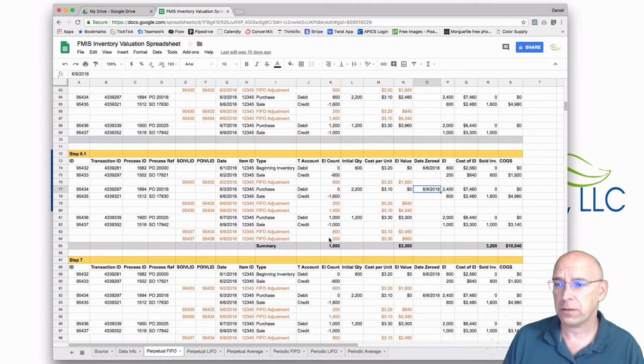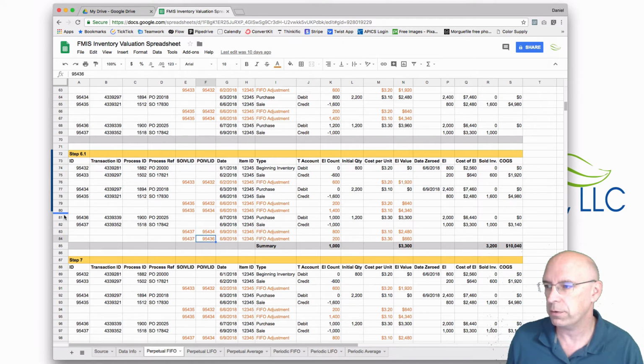That still leaves us with 200. We need to fulfill 200 more units. So we'll do that from this line, 36, from that purchase here. Remember up here it was 1200. We've taken 200 out, and that's going to leave us with 1000. Here's our ending inventory. Here we have 1000.